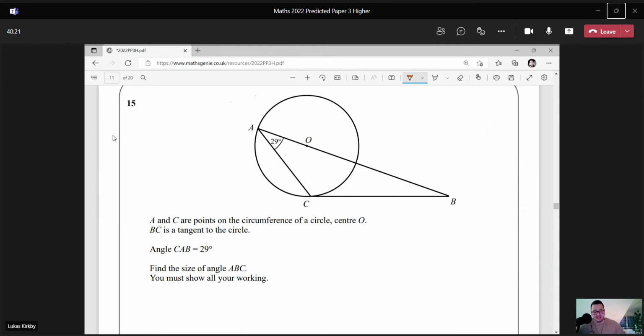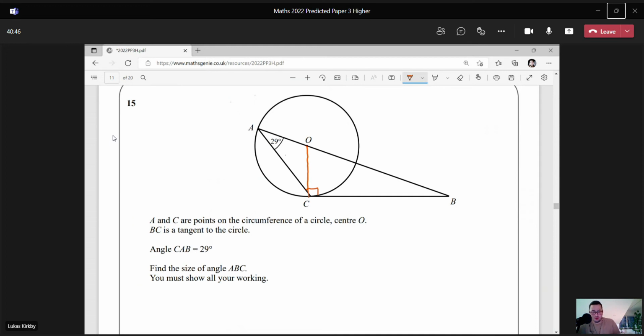Now, what is going to help us a lot is just drawing one line. In my head, I'm thinking one of the circle theorems is that a tangent meeting a line going to the radius is 90 degrees. So if I just draw this line here, I will know that that is 90 degrees. So that might help me.